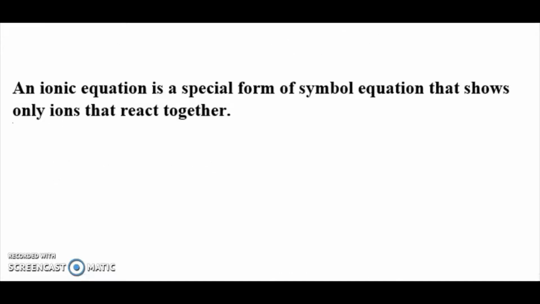Now that we've seen what a word equation and a symbol equation are, what is therefore an ionic equation? An ionic equation is a special form of symbol equation that shows only the ions that react together. For us to be able to write ionic equations for chemical reactions, there is a set of rules we must follow. Let's take a look at the rules.